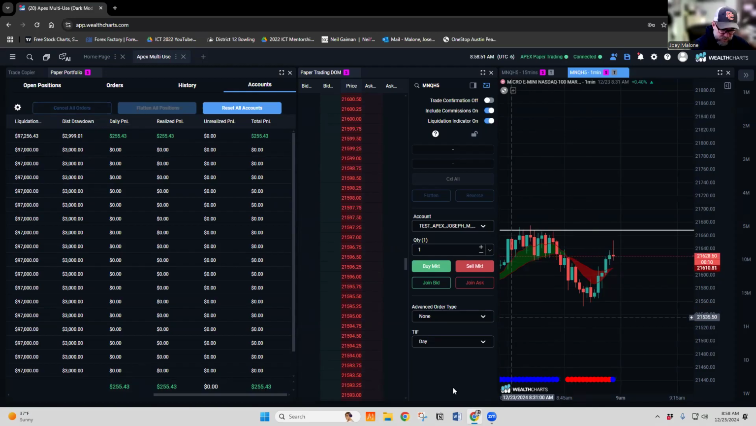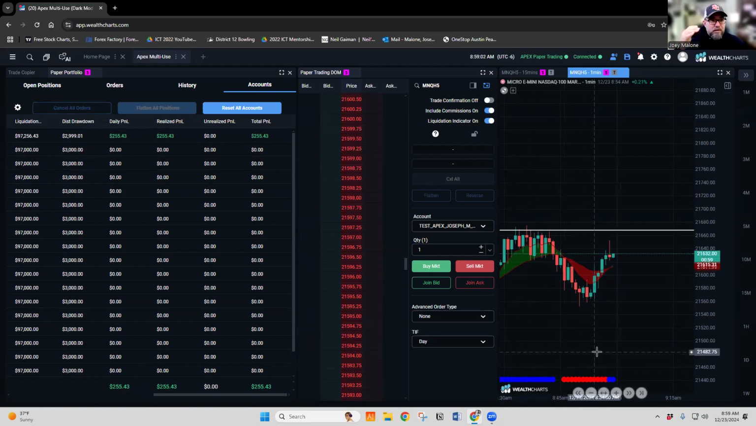If we do 255 times 20, which is a little sickening to figure out, I mean, that's a $5,000 trade as opposed to a $255 trade. So again, micros can produce great results with very little at risk. And I think that's the most important part.